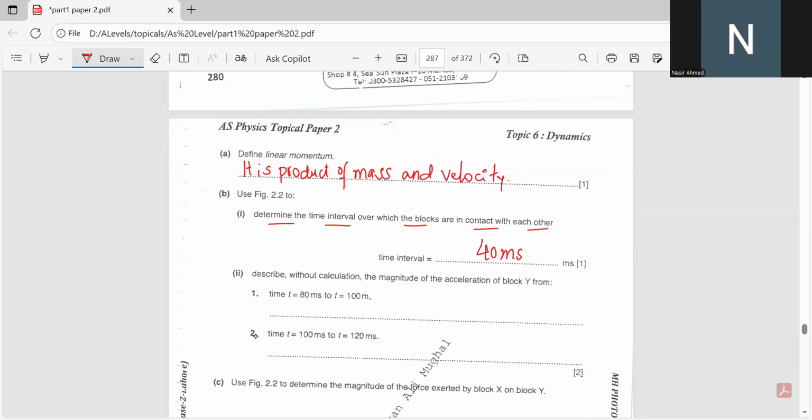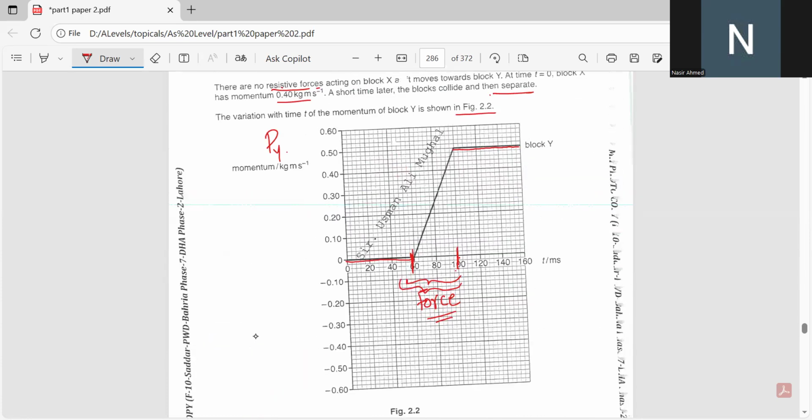Next it says describe without calculation the magnitude of the acceleration of block Y. You can see that this is actually the graph of mass into velocity, which is momentum. Mass is constant, so the velocity of the body is changing between 60 and 100. Between 0 and 60 the velocity is 0, and after 100 the velocity is constant. We know that if velocity is constant, acceleration will be 0. So before 60 and after 100 the acceleration is 0.